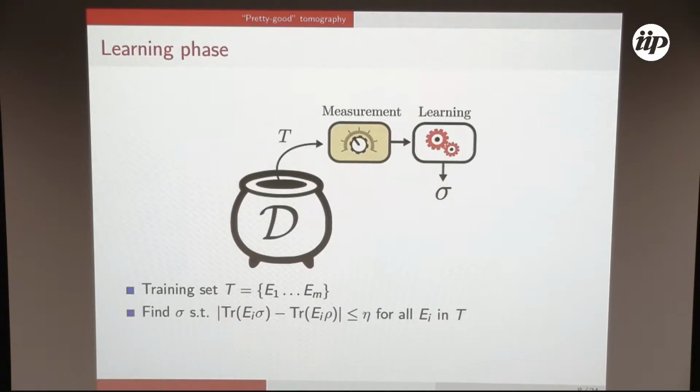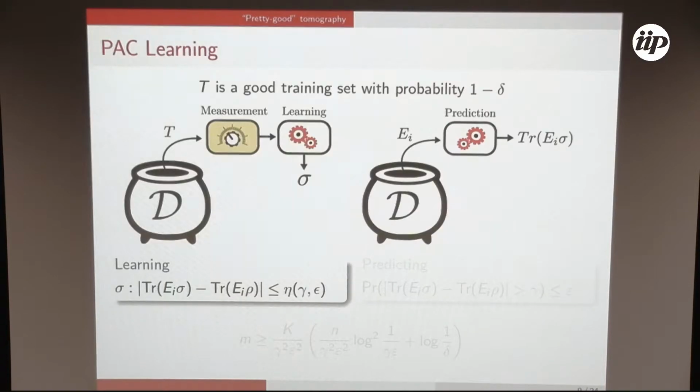And this should be valid for all the measurements in the training set. So if we do that, if we find this matrix sigma, then with a given probability 1 minus delta, this matrix sigma generalizes to other measurements done on the system. So we have what we want: the probability of failure, given a certain accuracy gamma, is less than epsilon.